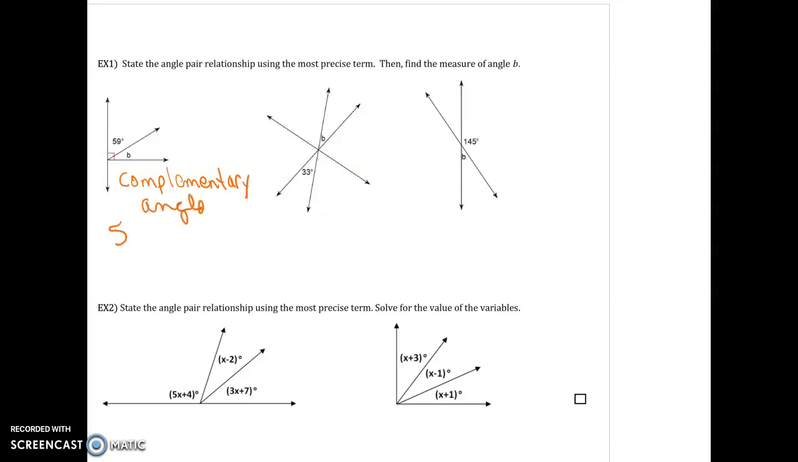And that means 59 plus B equals 90 degrees. And once I subtract that 59 over, I get B to be 31 degrees. And notice I use my degree symbol.